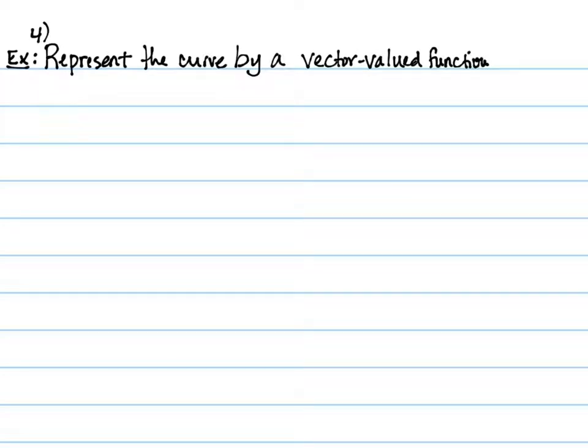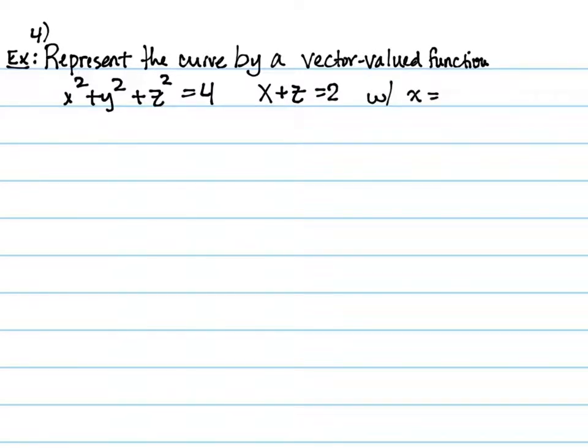The curve that we are working with here is x squared plus y squared plus z squared equals 4, and x plus z equals 2, with x equals 1 plus sine of t. All of this is the given information to start with.